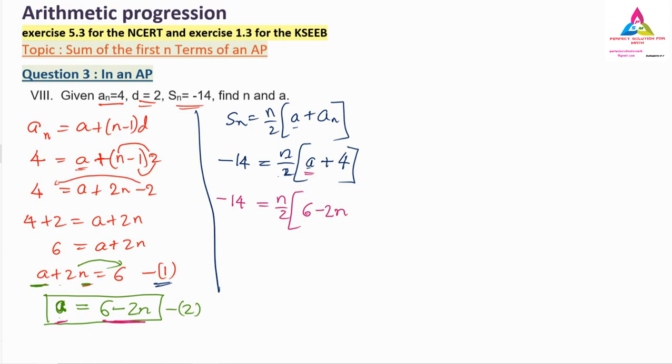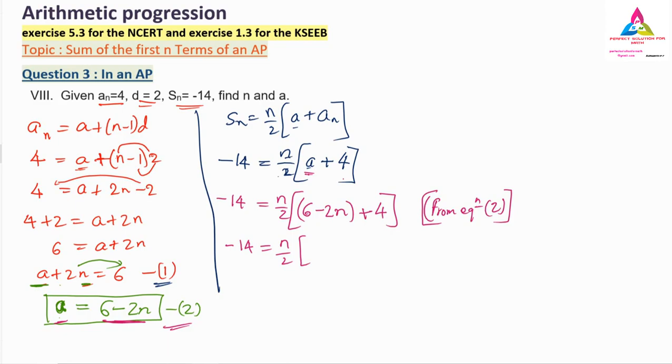You may ask how it came that a is equal to 6 minus 2n. That you can write afterwards, plus 4 as it is. Here you have to write the reason: from equation 2 we have taken this, so the a value is nothing but 6 minus 2n. Now for the simplification, the minus 14 I keep as it is, n by 2 I keep as it is, into 6.